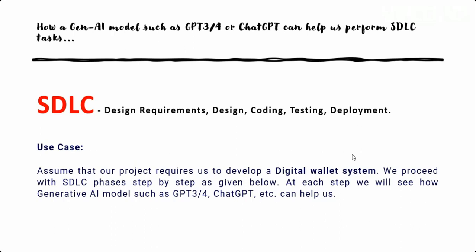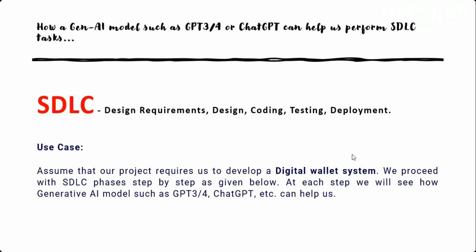So let's understand how AI should be used and what prompts are to be given to get the requirements, and then the designing, and then the coding from the AI. In this video, we are going to see that with an example, and that example is a digital wallet system, a digital wallet software system.